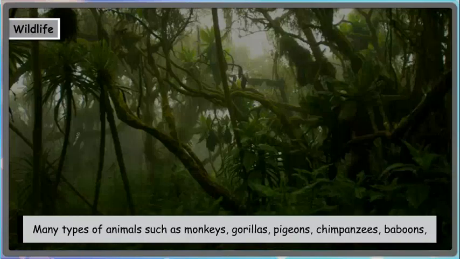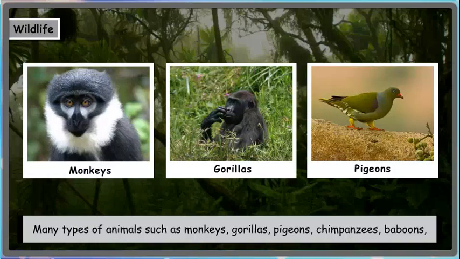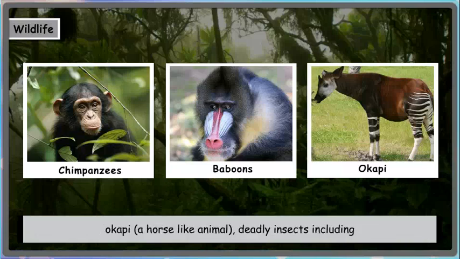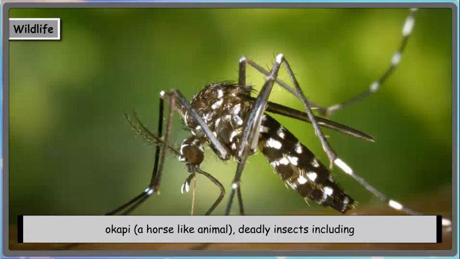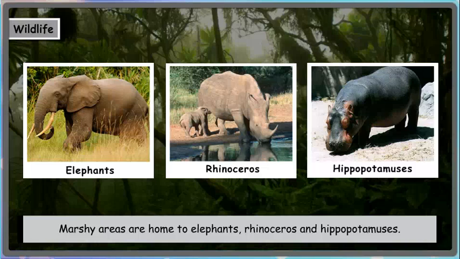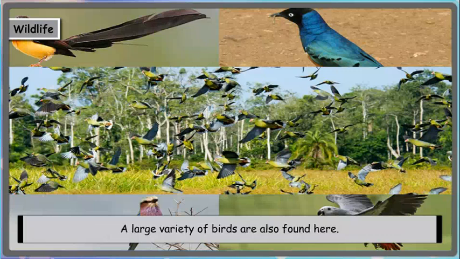Wildlife. Many types of animals such as monkeys, gorillas, pigeons, chimpanzees, baboons, okapi, that is a horse-like animal, deadly insects including the tsetse fly which causes sleeping sickness, and pythons are found in these thick forests. Marshy areas are home to elephants, rhinoceros, and hippopotamuses. A large variety of birds is also found here.